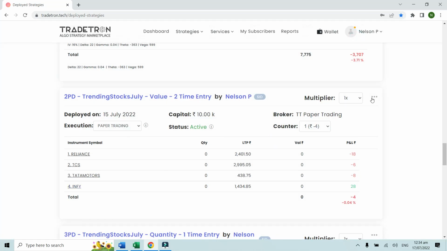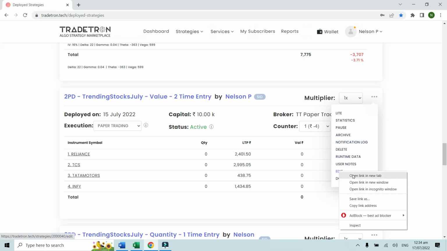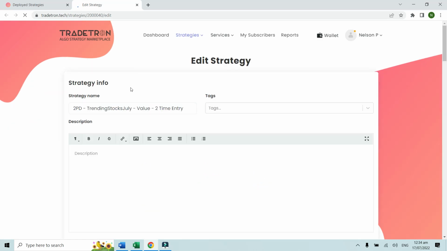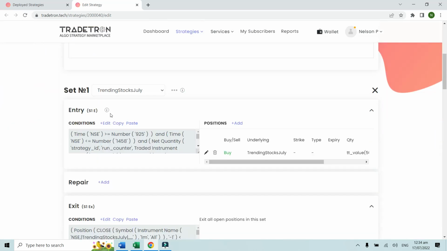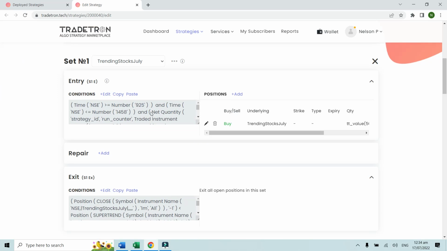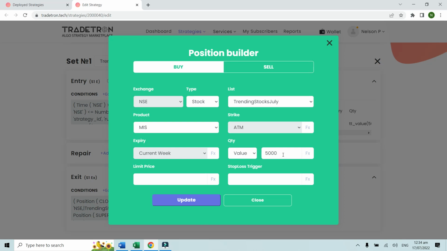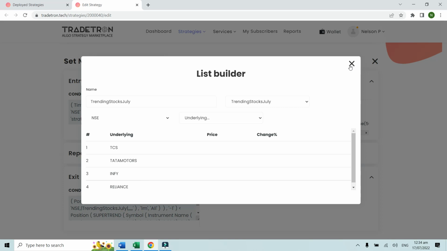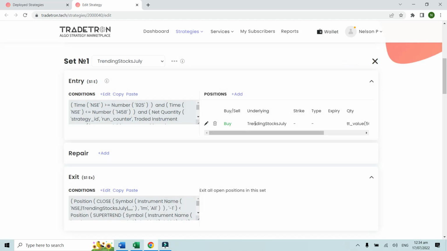So we will see the strategy conditions for this first of all. I will go to the edit section of this strategy to show you the formula based on which this strategy is created. So the first set is basically the buy side entry. If we see in positions detail, we are buying basically 5,000 worth of quantity of each stock in the list. All right. So this trending stocks list has again how many? 4 stocks in this list, right? So we are buying 5,000 each time we enter into each stock.